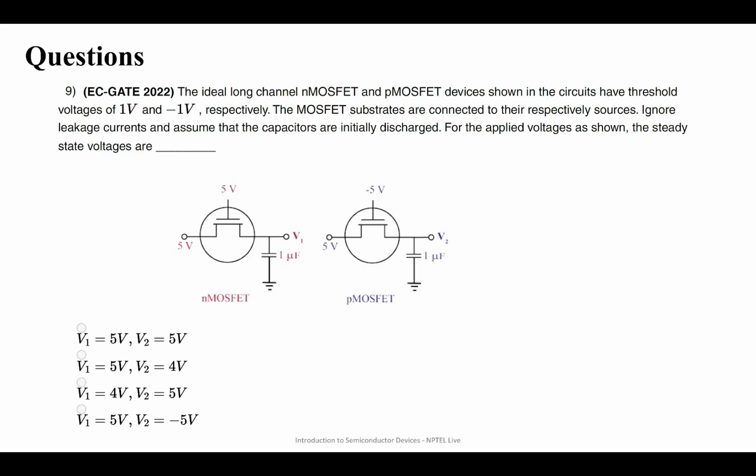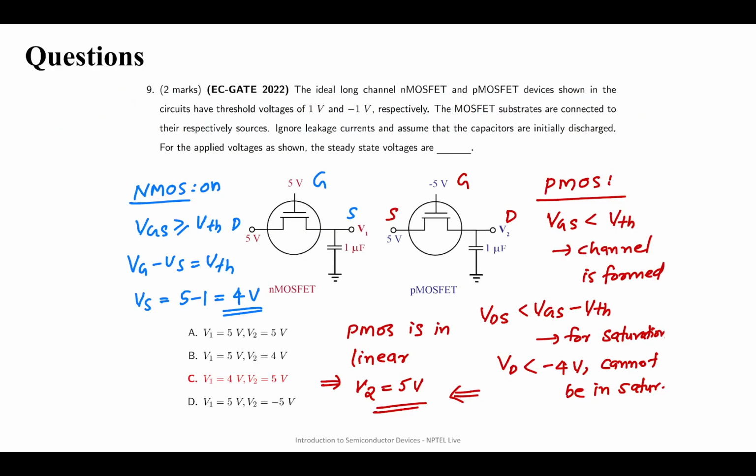V1 equals 5 volts, V2 equals 5 volts; V1 equals 5 volts, V2 equals 4 volts; V1 equals 4 volts, V2 equals 5 volts; V1 equals 5 volts, V2 equals minus 5 volts. So the answer to this comes as V1 equals 4 volts, V2 equals 5 volts.